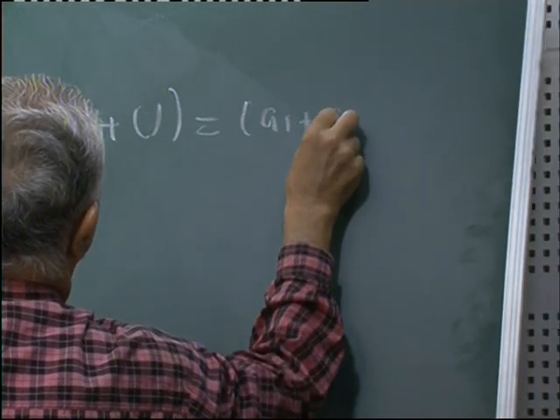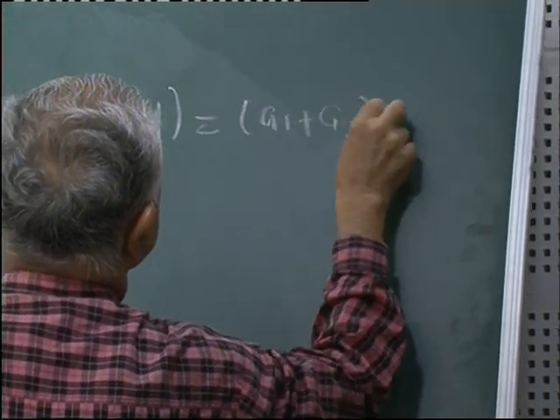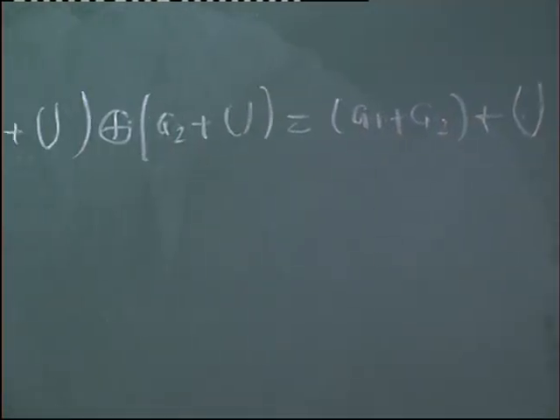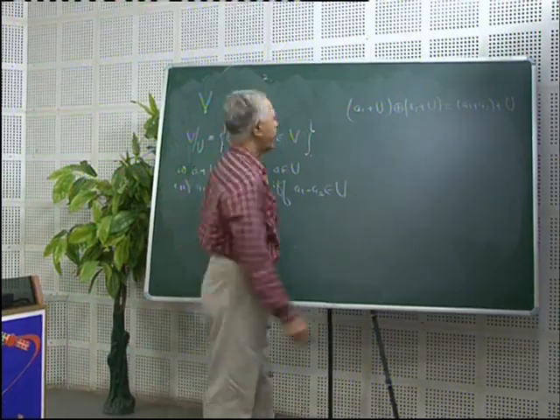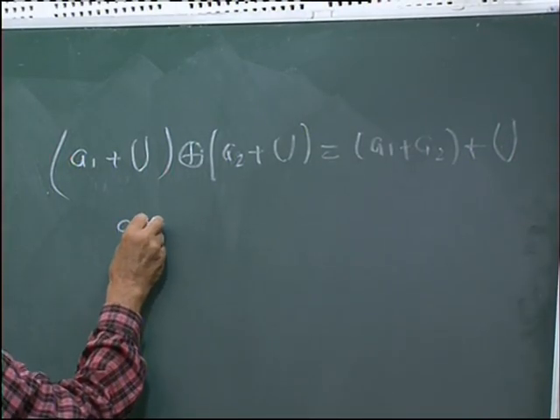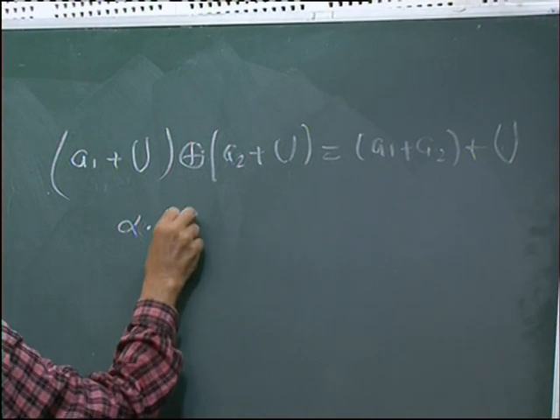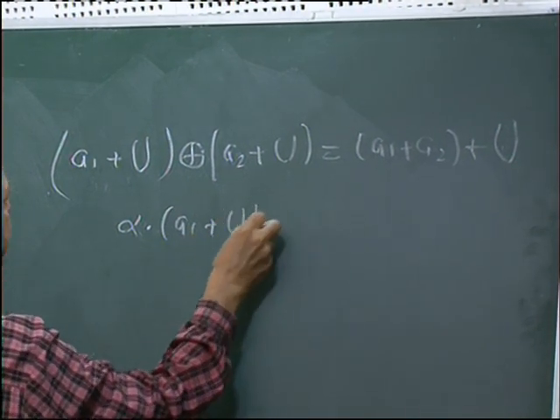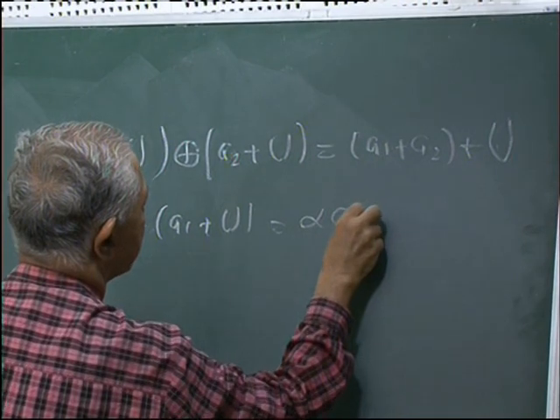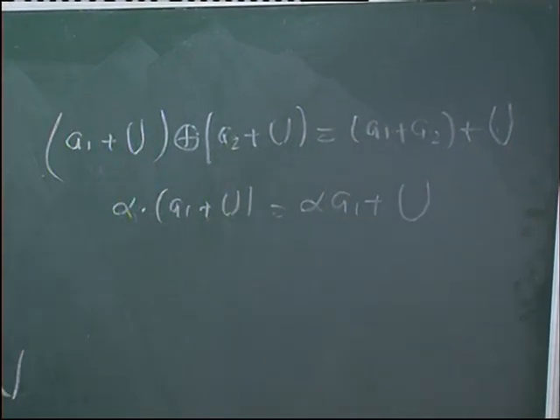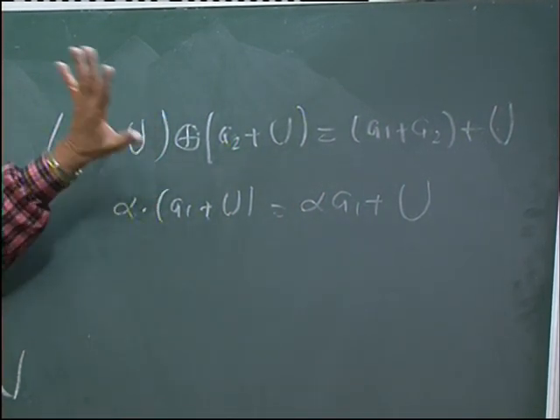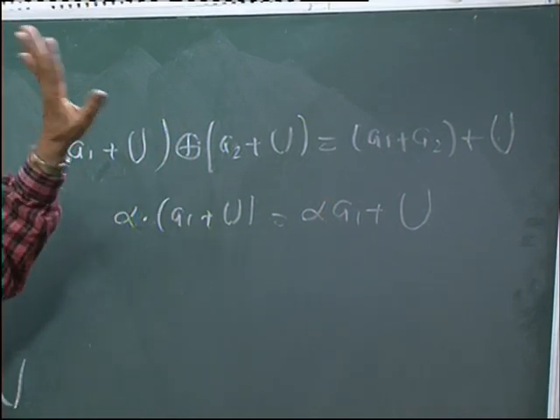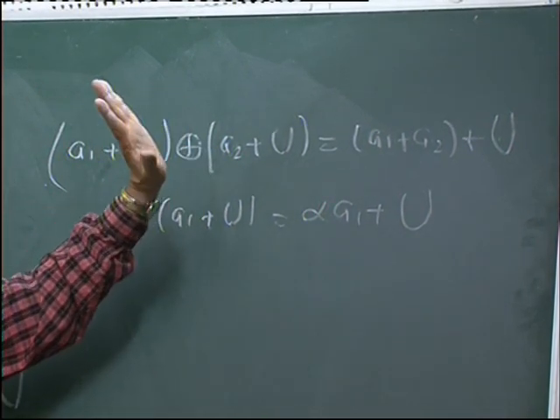A1 coset A1 plus A2 plus u. So, this is our definition of vector addition, and our definition of scalar multiplication is alpha times A1 plus u is equal to alpha A1 plus u. We can prove that, I am not going to prove this result, next year you are going to study that both these definitions are well defined. That means, they are independent of the representation of the cosets.